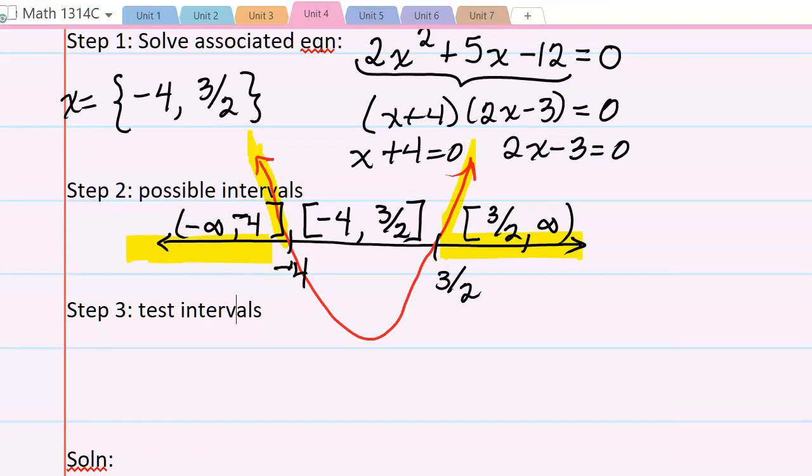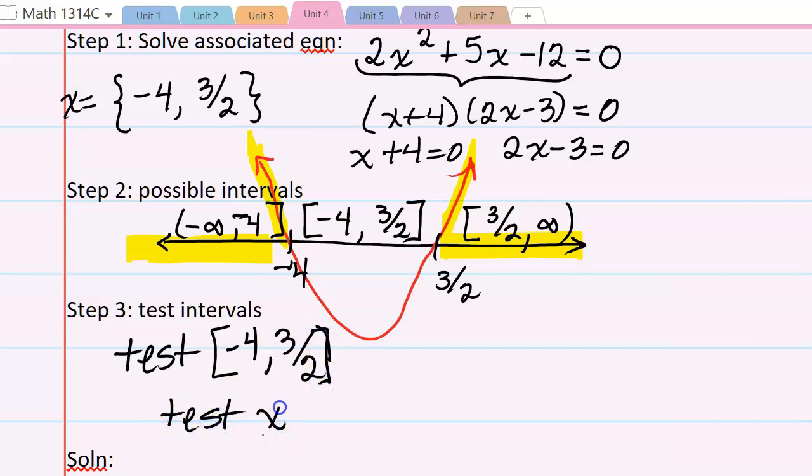Let's test the interval of -4 and 3/2 and choose a number that is in that interval. A good test value in this interval would be the number 0. So let's let x equal 0 and evaluate our inequality of 2x squared plus 5x minus 12 is greater than or equal to 0.